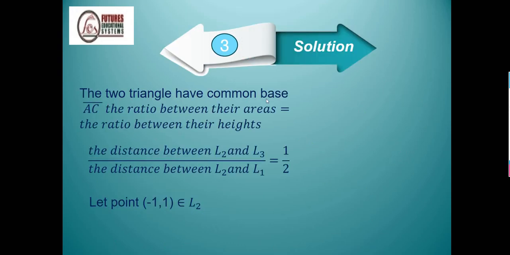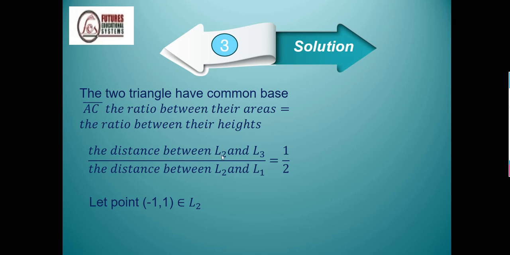The two triangles have the common base, AC. The ratio between their areas equals the ratio between their heights, because the surface area of a triangle equals half base by height. With the same base, therefore, the ratio between the heights is 1 to 2.